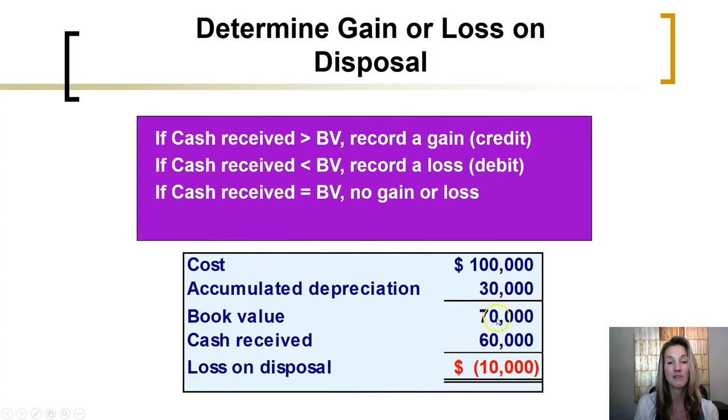So if the book value was $70,000 and we received cash of $60,000 for it, we ended up with a loss of $10,000. We sold an asset for $60,000 that was worth $70,000, a loss of $10,000.